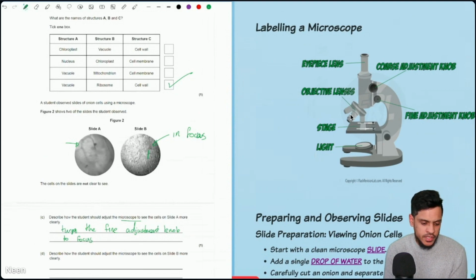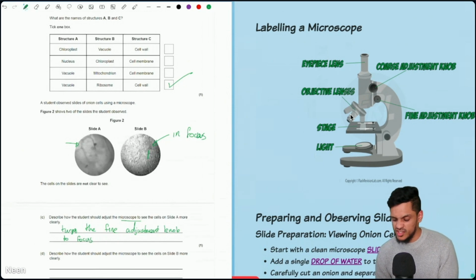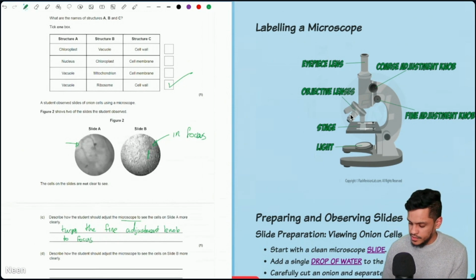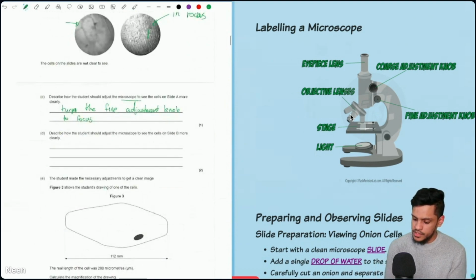Do you need to mention any direction? No, you don't need to mention the direction. You can just say adjust the knob. So that's fine.